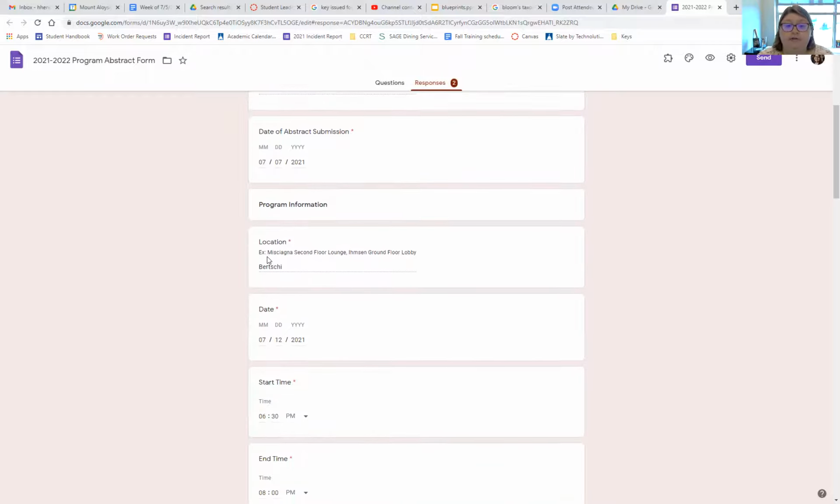You're going to include the date of your abstract submission. And the reason we ask for this, as I had referenced, is you need to fill it out 10 days in advance of your program. So we're going to be able to look at when you submitted that and when your program will be, to make sure there's enough time to successfully plan and facilitate the program.